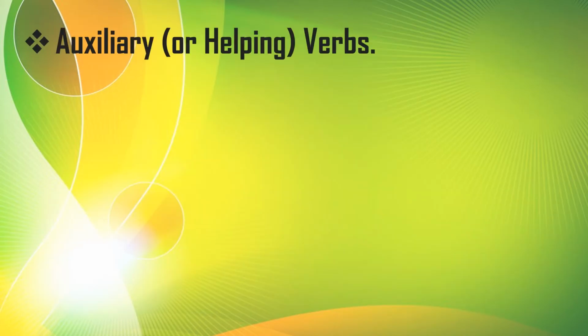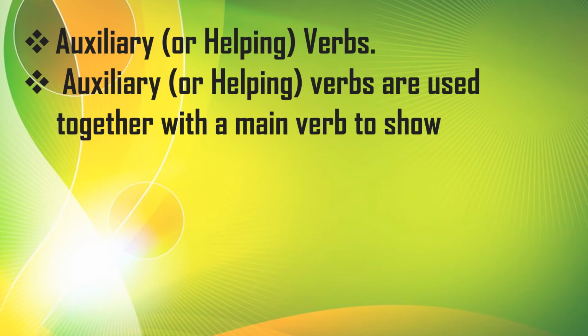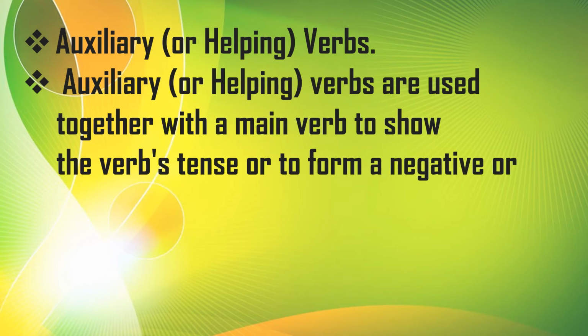So we will see some more features of auxiliary verbs. Auxiliary or helping verbs are used together with a main verb to show the verb's tense or to form a negative or question. It is not always necessary that we will just form a statement or a simple sentence, but at the same time it can be used to show the verb's tenses and to form a negative sentence as well as to form a question too. How's that? We will see with some examples.